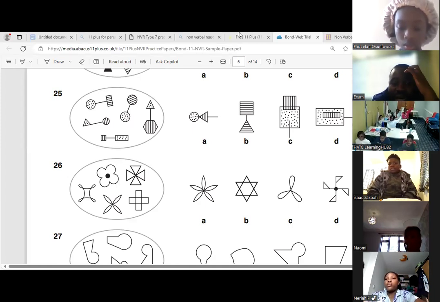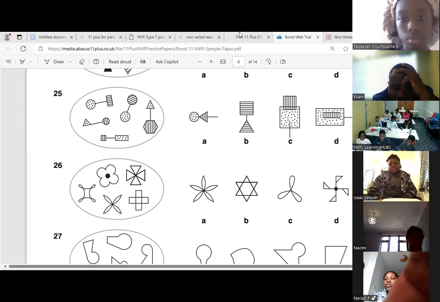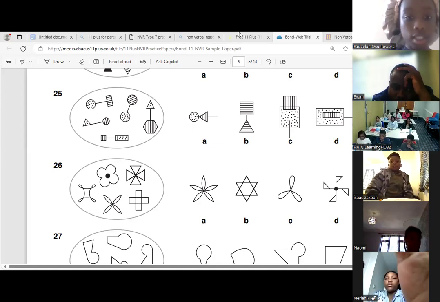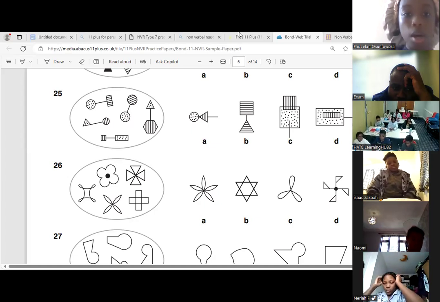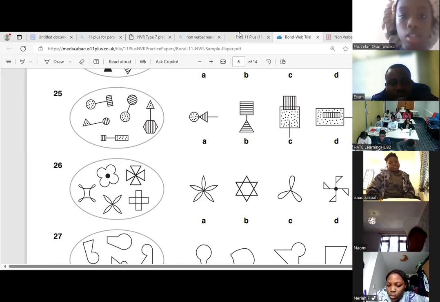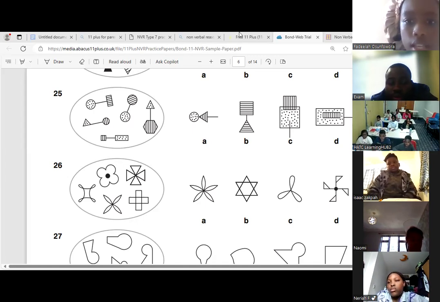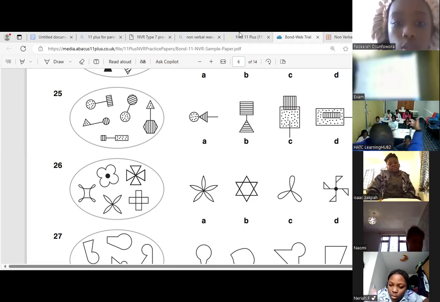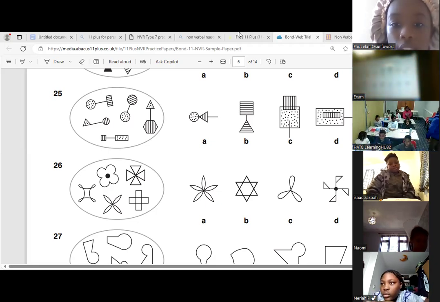Number 26, Fadila. I got the answer D. Why do you think the answer is D, Fadila? Because for what is the same, I put a number. You can see that all of the shapes have four corners, four number of sides. Then I looked at the possible answers and was looking at which ones had four sides, and that's how I got it.